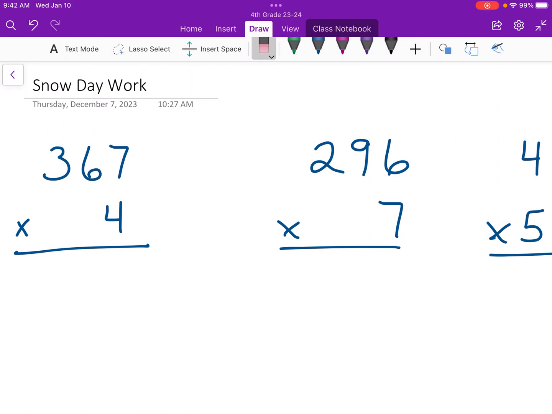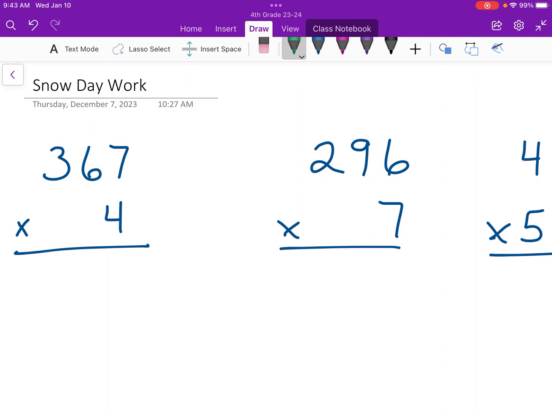So we'll start off with some multiplication. We'll do a little bit of division, and then we'll hit on just a little bit of fraction work as well. Starting with multiplication, we'll start with a 3 by 1. 367 times 4. Let's go ahead and pause the video so you can try it on your own.